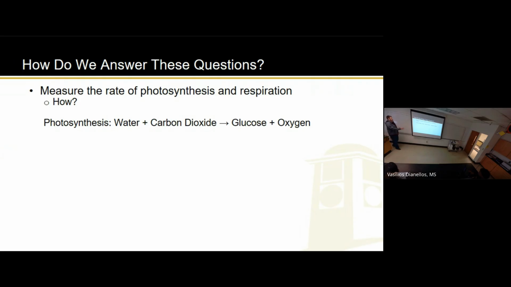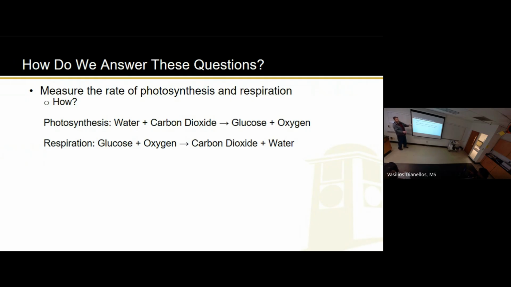So before we talk about how, let's understand basically how photosynthesis and respiration work. Photosynthesis uses water and carbon dioxide to produce glucose and oxygen, right? Meanwhile, respiration is the opposite. Respiration uses glucose and oxygen to produce carbon dioxide and water.